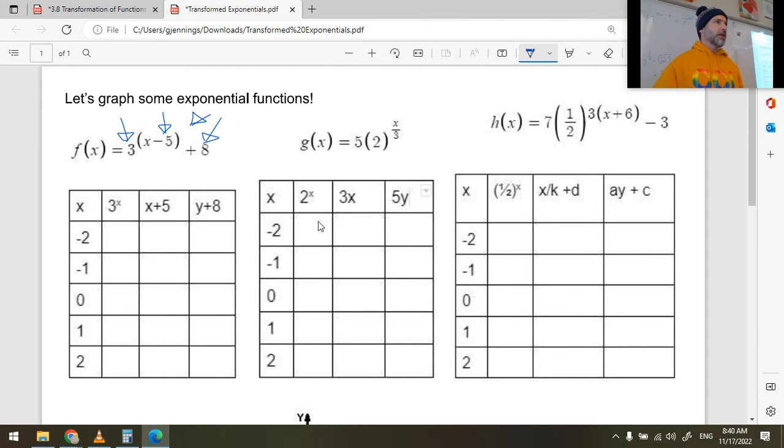So here's how I would do it. I would make my table of values for the parent function. In this case, the parent function is 3 to the x. So 3 to the 0 is 1. 3 to the -1 is 1 over 3. And 3 to the -2 is 1 over 9. 3 to the 1 is 3. And 3 to the 2 is 9.